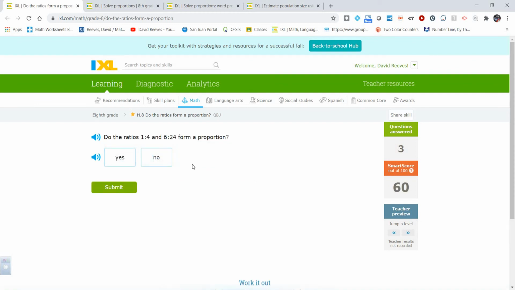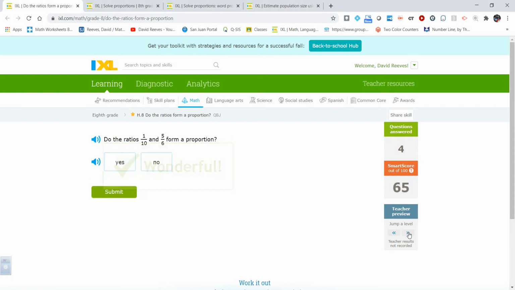Okay, 1/4 and 6/24. Guys, I hope you can see very quickly, being the advanced math students that you are, 6 over 24 is going to simplify to 1/4, right? So that one is a yes. All right. Do they have anything more challenging for us?